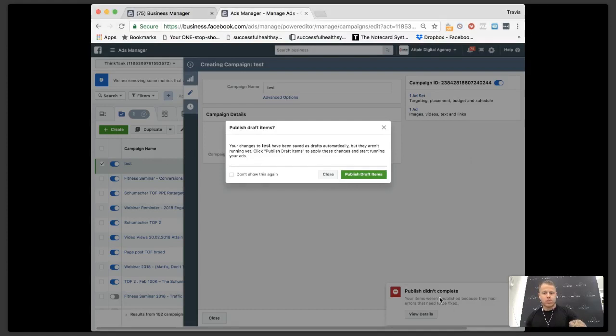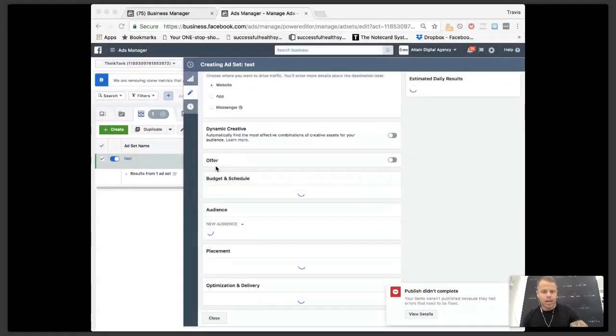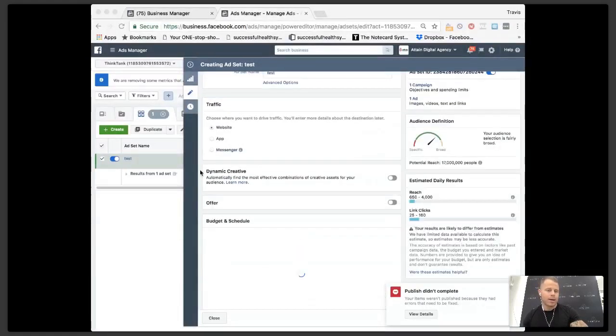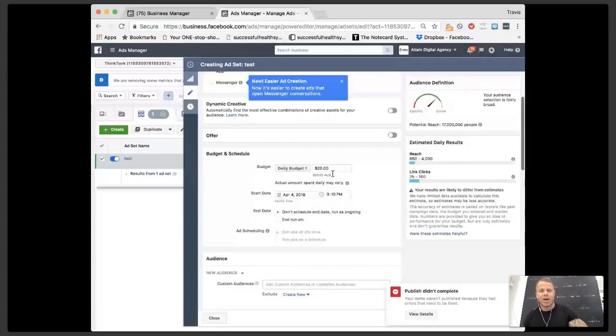So with this, I go down here. Publish draft items. And then I go into my ad set section here. So I pull this up, and everyone can start to see this on the ads manager. I start to load essentially my marketplace. If I know I spend $20 a day, I'm going to get about 25 to 160 clicks a day. Okay, so this is where I can change my ad spend.